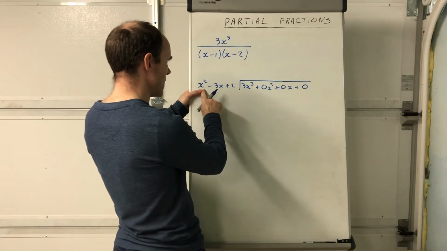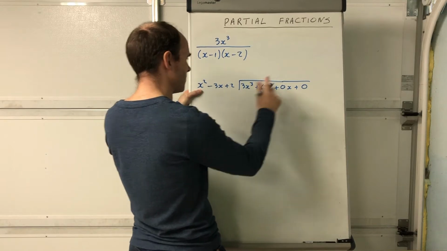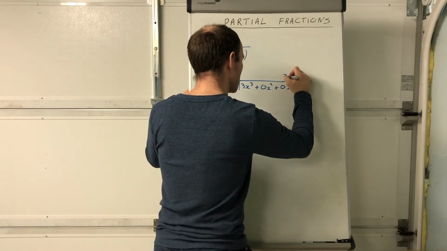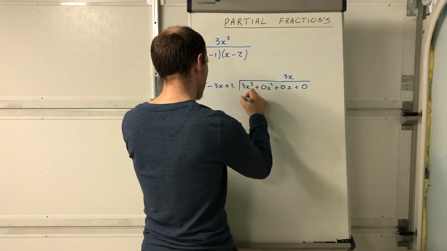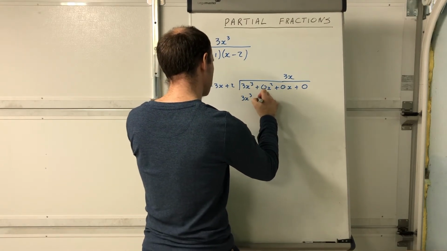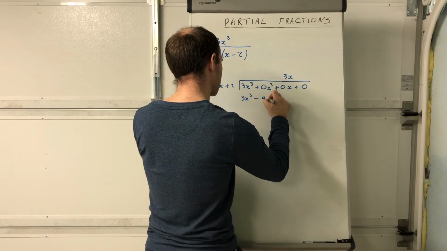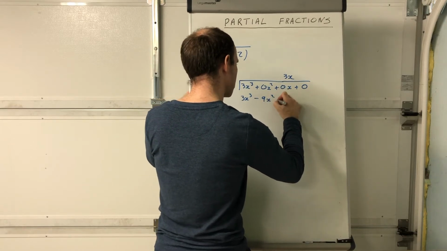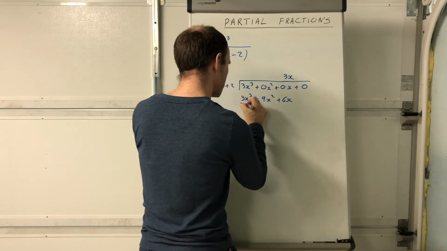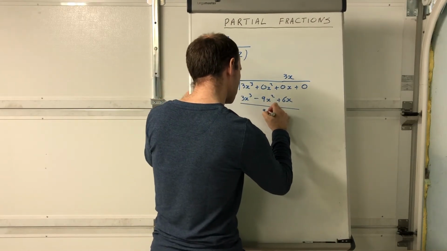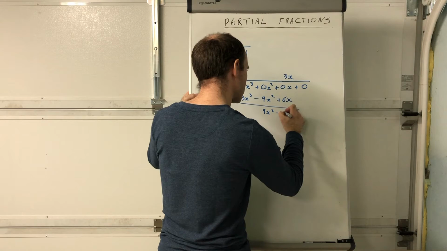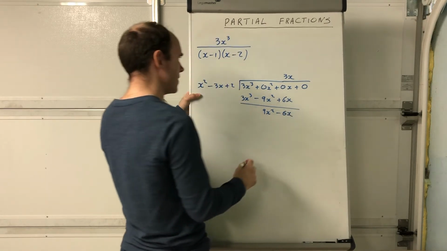So x squared times 3x gives me that. So 3x will go there. 3x times all of this will give me 3x cubed, subtract 9x squared plus 6x. Find the difference. So 0, that would be 9x squared, subtract 6x, and then start again.